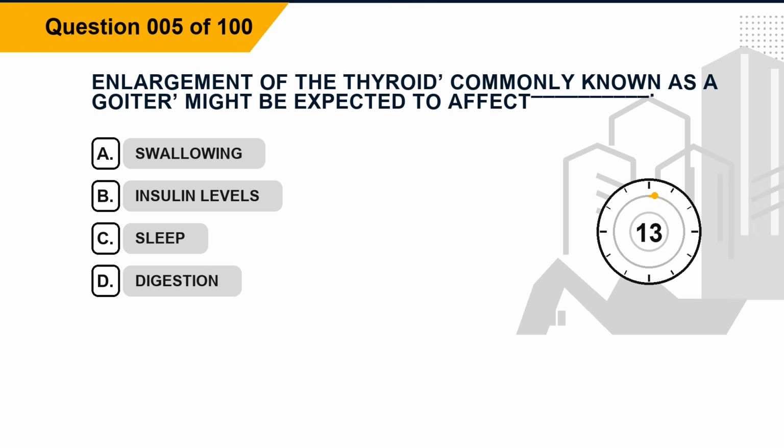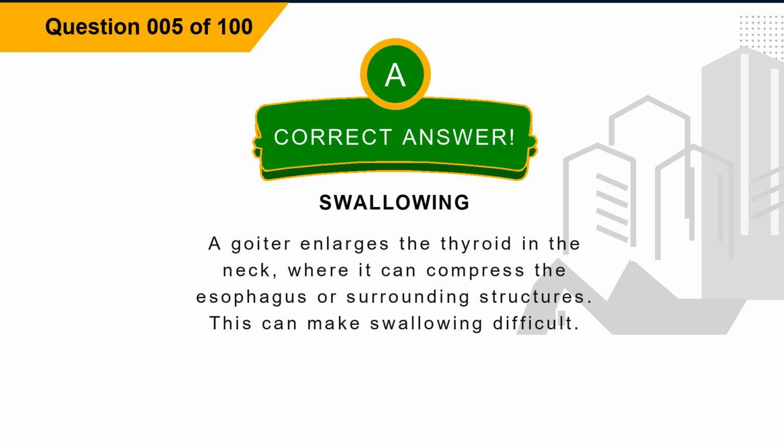Question 5. Enlargement of the thyroid, commonly known as a goiter, might be expected to affect blank. Option A, swallowing. Option B, insulin levels. Option C, sleep. Option D, digestion. The correct answer is option A, swallowing. Explanation. A goiter enlarges the thyroid in the neck, where it can compress the esophagus or surrounding structures. This can make swallowing difficult.